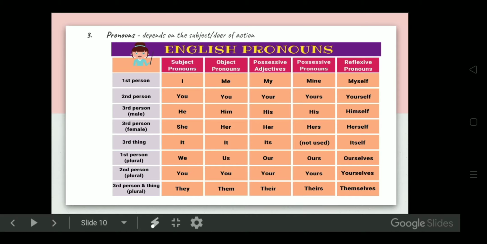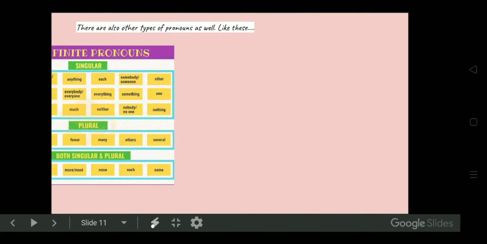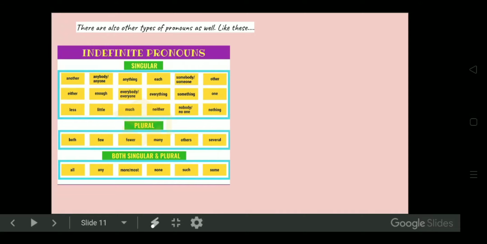If it's a female, you use she, her, hers, herself. Okay, those are the things that you need to keep in mind. Okay, there are of course other types of pronouns as well, like this. Okay, indefinite pronouns.